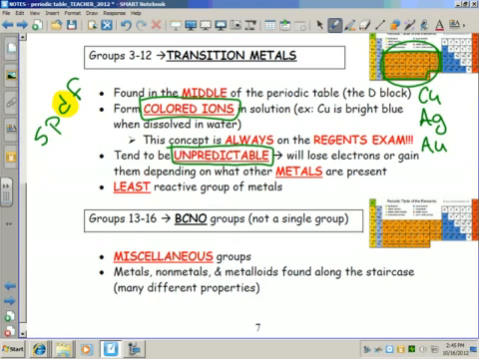So if I have copper chloride, the salt, and I put that in solution, it'll become a bright blue color. That shows up on the Regents exam every single year. They're the least reactive group of metals, which is a good thing.